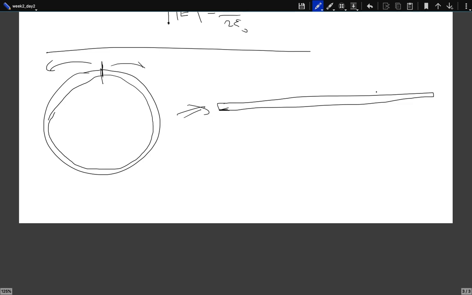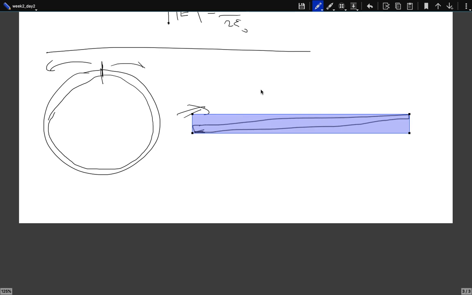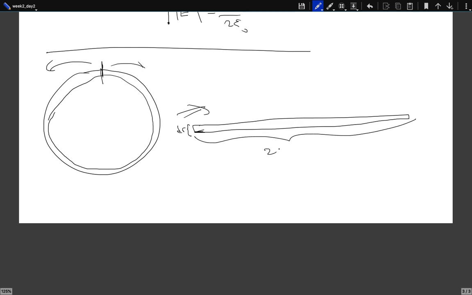Do you agree? Well, this will be the shape. Now, what is the height of this thing? Well, just the thickness of the ring, dr. So this length is nothing but the circumference. This is 2 pi r.